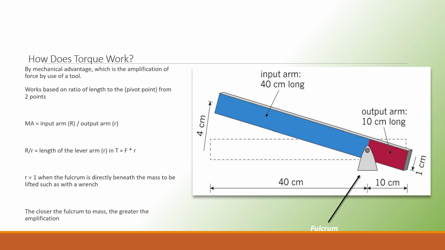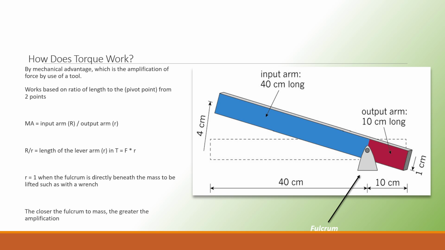And torque works through mechanical advantage, which is just the amplification of force by use of a tool. Very simply, levers work based on this principle of mechanical advantage, and the equation is the length of the input arm divided by the length of the output arm. So what that means is the closer your fulcrum or the pivot point is to the mass you are trying to lift, the greater mechanical advantage you will have.